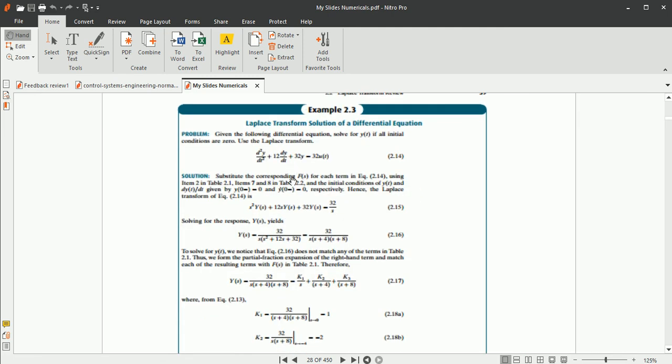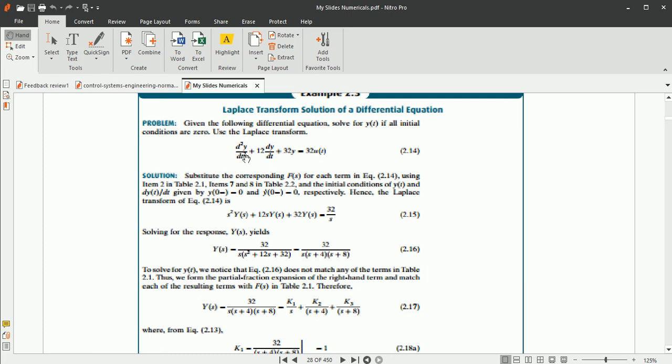If you have a question like this, a differential equation like d2y over dt square plus 12 dy over dt plus 32y equal to 32u, you have a second order system, in which you will be having two energy storage elements. So how will you solve it? You are given the initial values as 0.